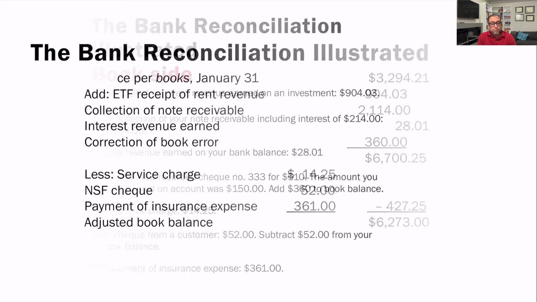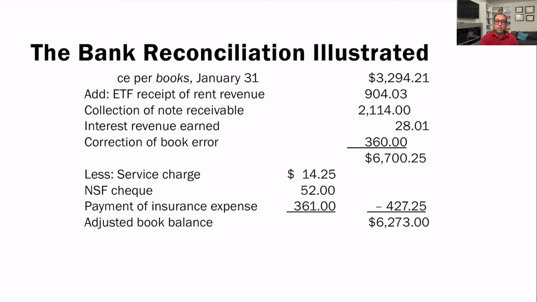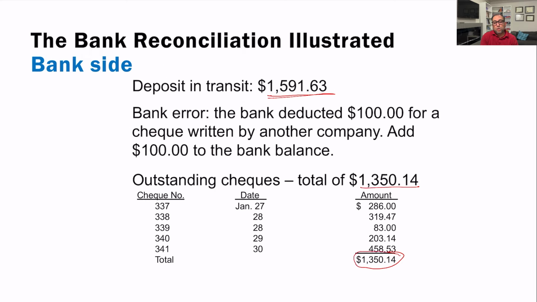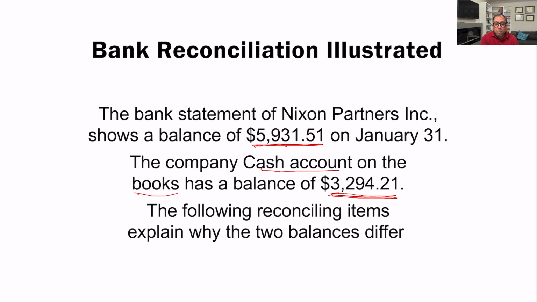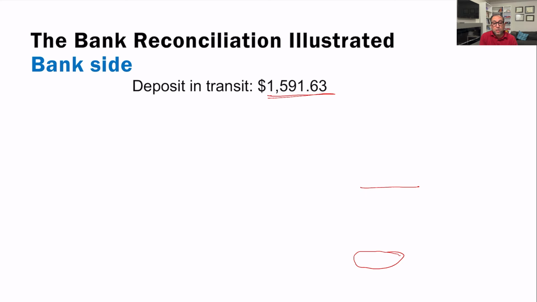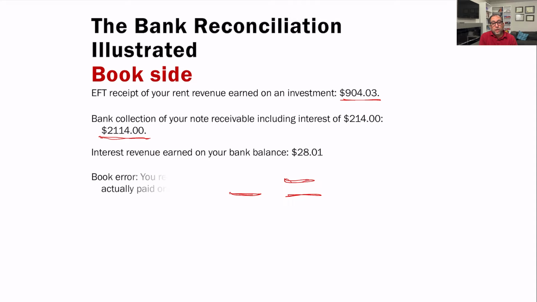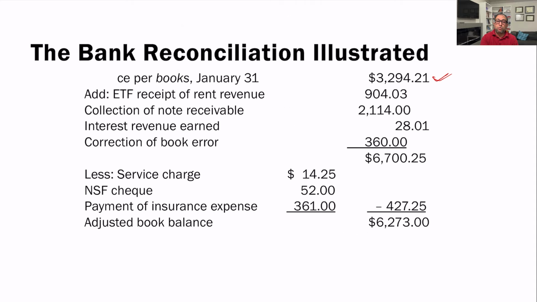Now what we did, we take this balance, which is the book balance. If I take you back there, you see in the beginning we mentioned this is our books balance. We started with the books balance because we are dealing on the book side. So here we start with the book balance, and then we add EFT receipt of rent revenue, add notes receivable received, add interest received from the bank, and then add the book error. All together it is 6,725.